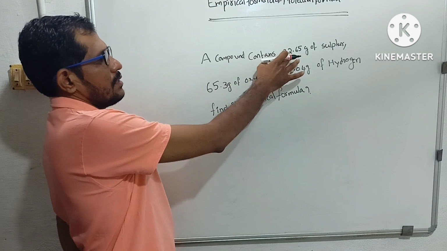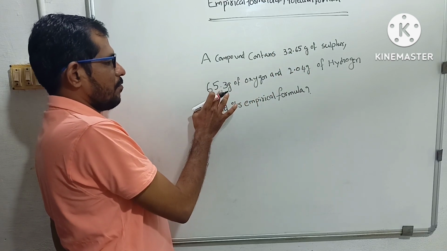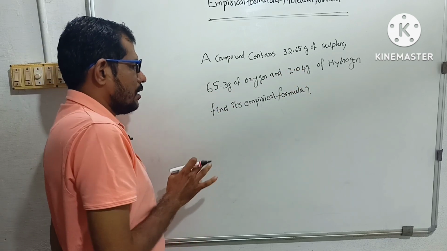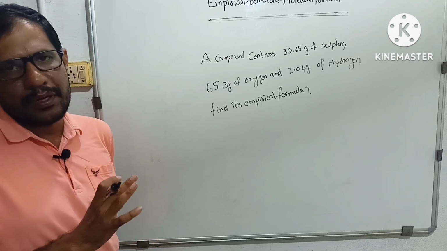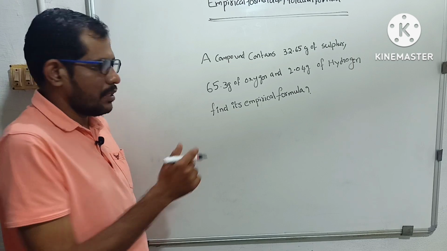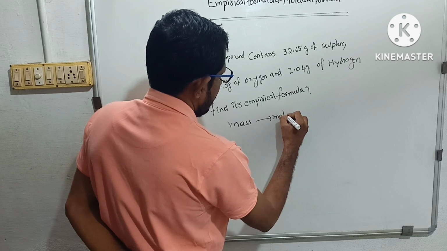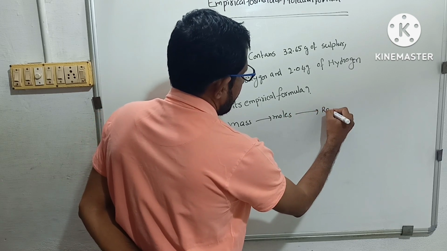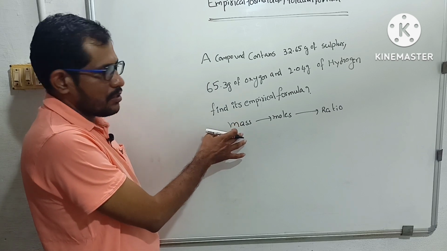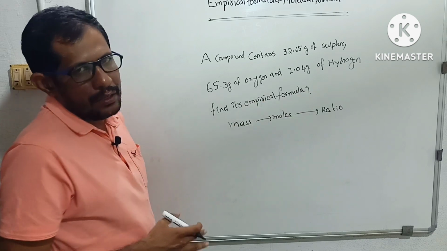How to solve this question? A compound contains 32.65 grams of sulfur, 65.3 grams of oxygen and 2.04 grams of hydrogen. Here we are asked to calculate the empirical formula. If mass is given in the question, we need to convert it into moles first, and then we will find the ratio next.